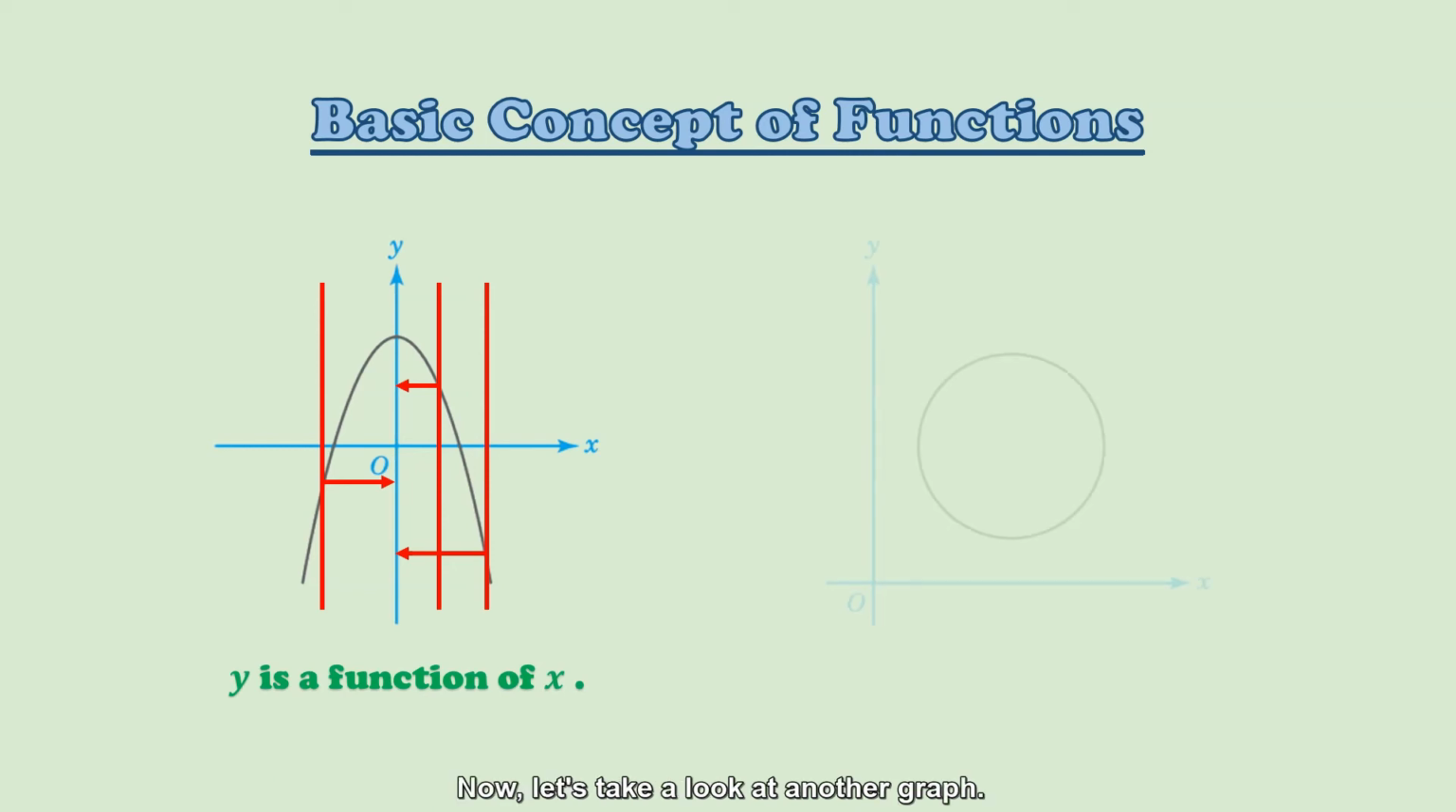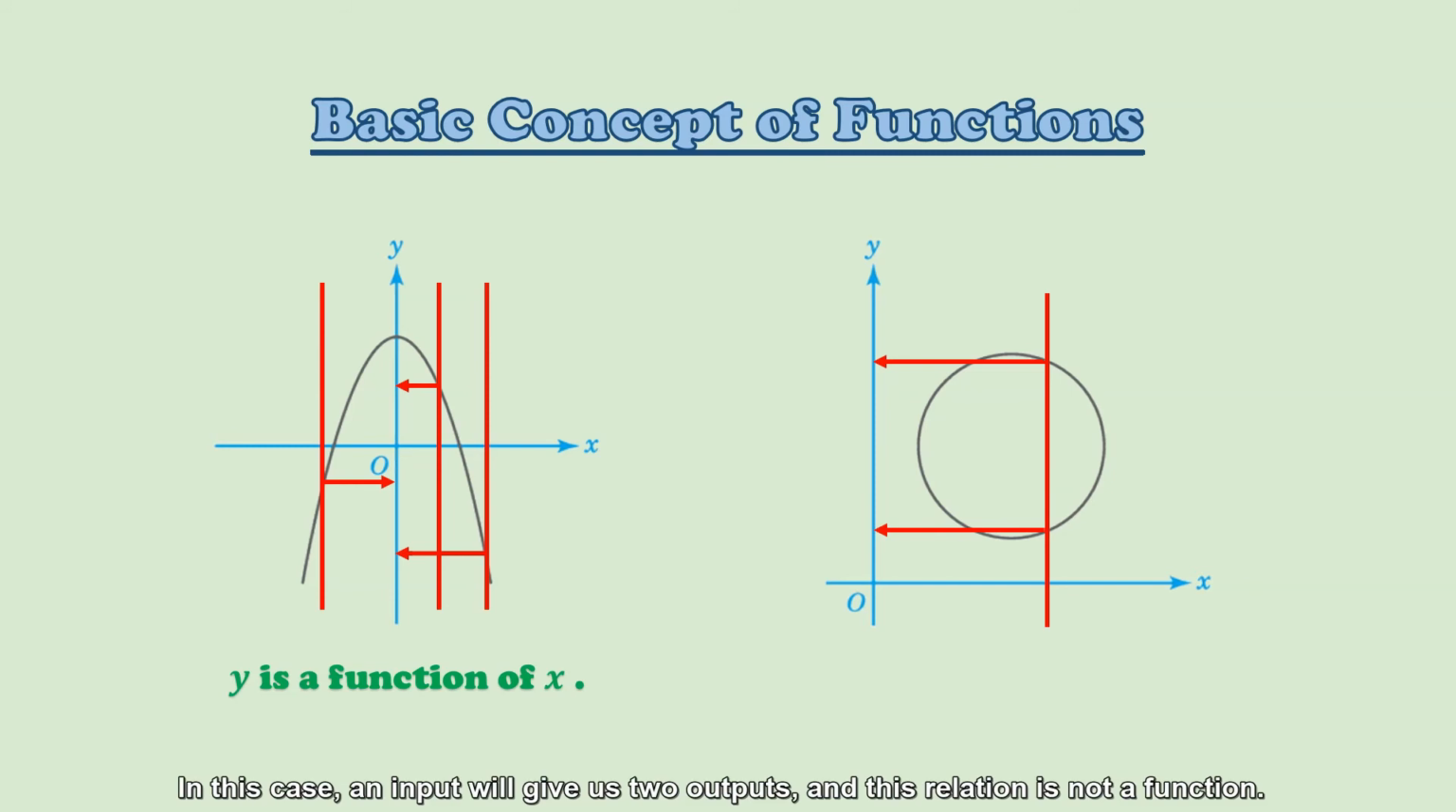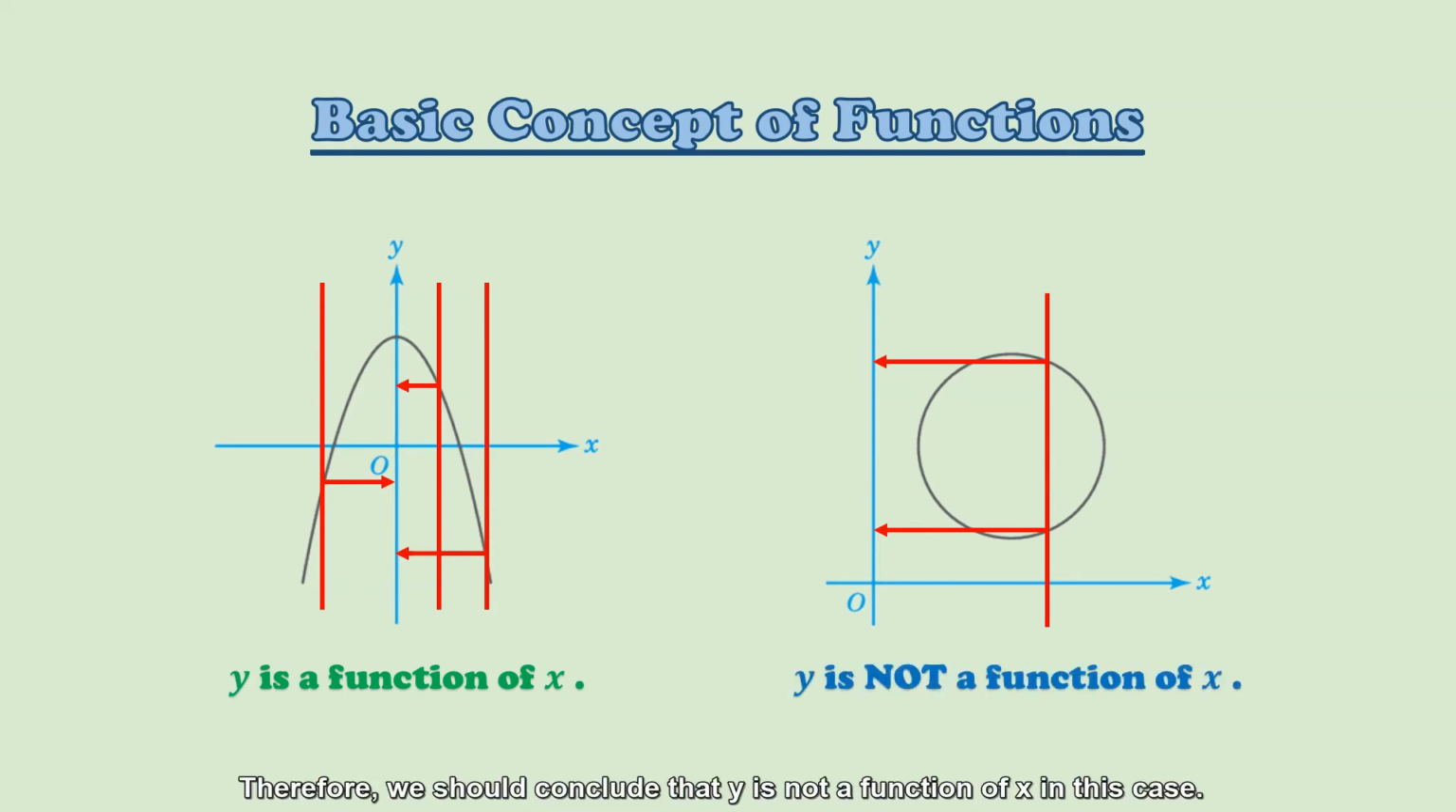Now let's take a look at another graph. In this graph, if my input value x is somewhere here, then I will have two output values y. In this case, an input will give us two outputs, and this relation is not a function. Therefore, we should conclude that y is not a function of x in this case.